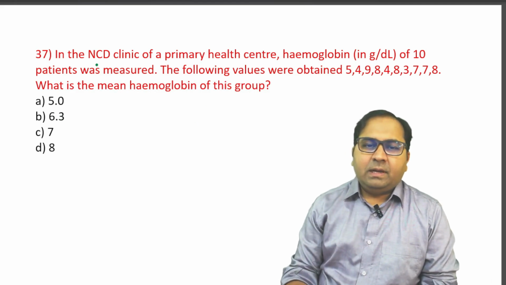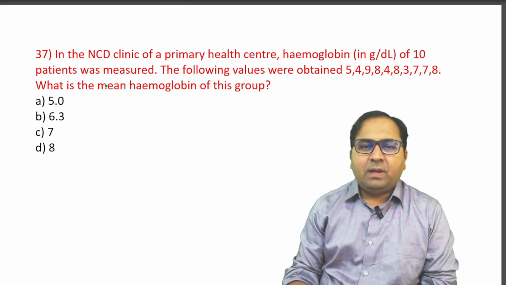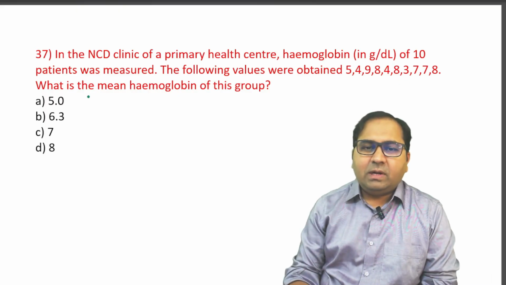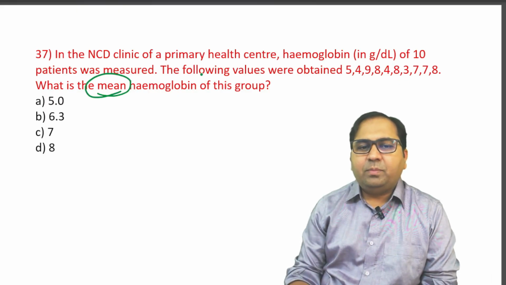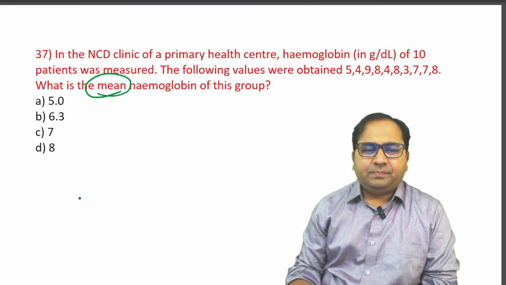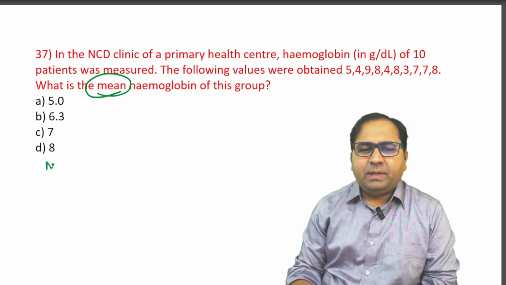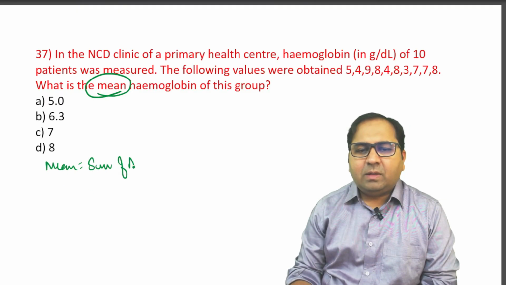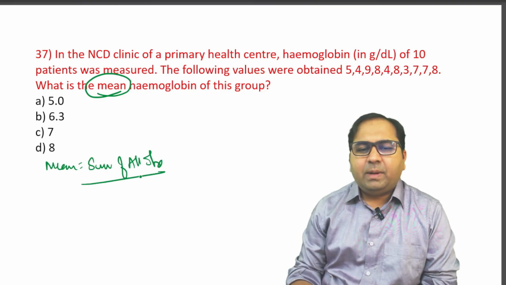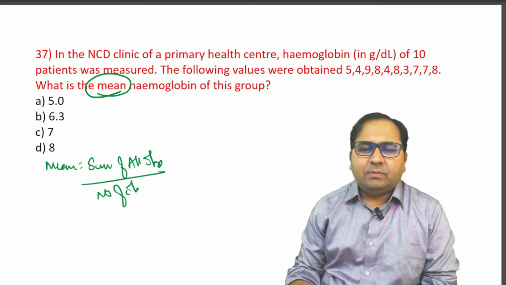Next question. In an NCD clinic of a PHC, HB of 10 patients were measured. The following values were observed. What is the mean HB of this group? It is very easy. We know what the mean is. Mean is equal to sum of all the observations divided by number of observations.